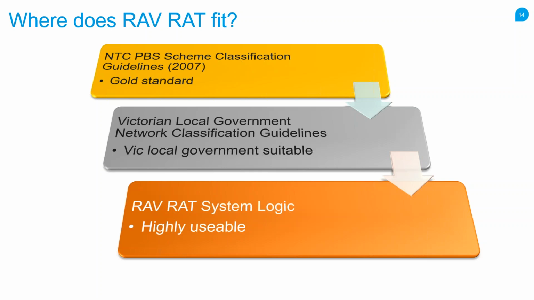From this, the local government classification guidelines were developed specifically to assist local government. RAV RAT was then built using these guidelines as the basis for its route assessment, and any departure from that gold standard is basically measured and captured within a reliability index within the tool. So everything is measured and everything is very accurate, and it essentially just makes the tool very usable for pretty much anyone.